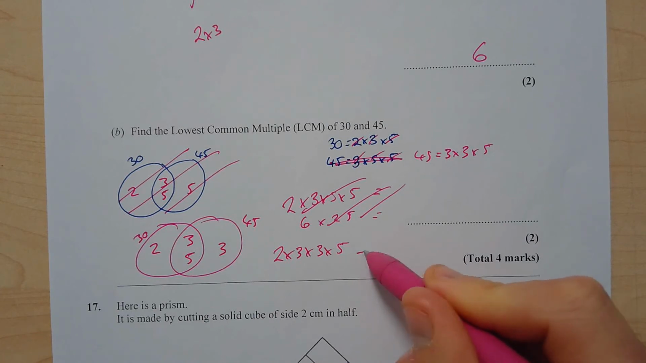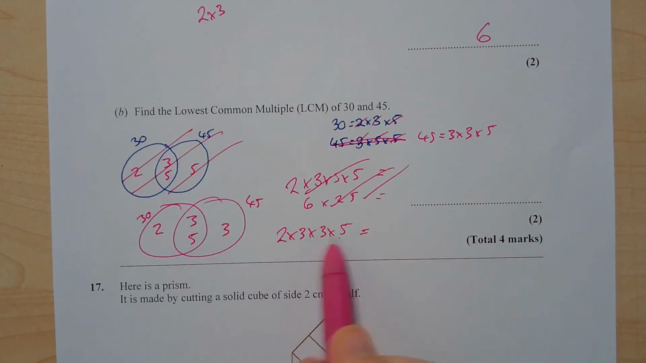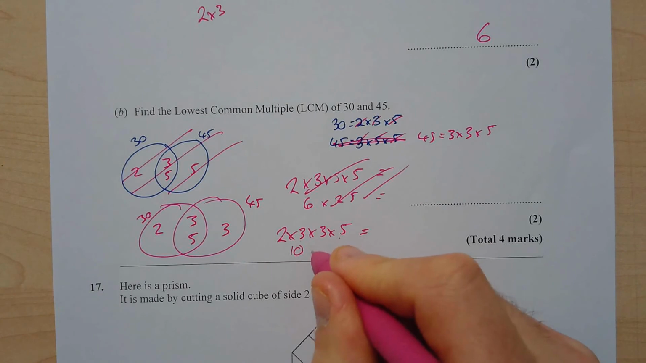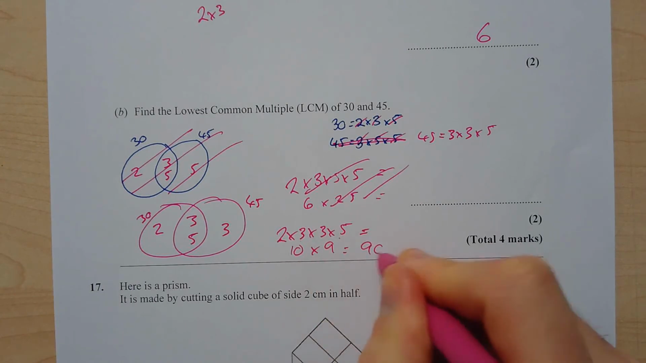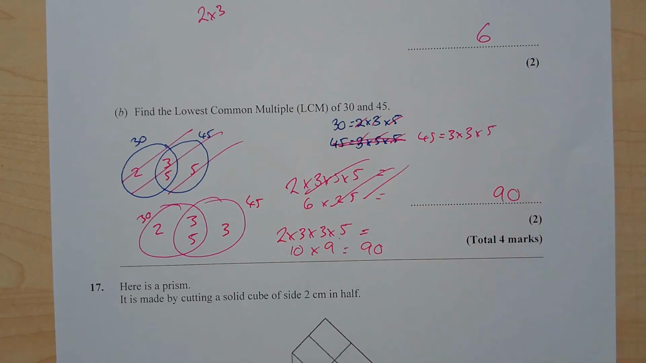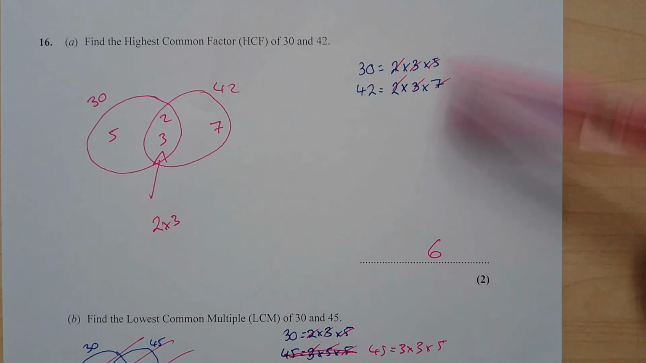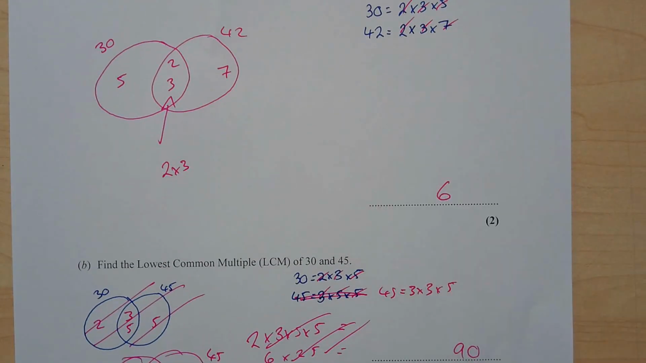On a non-calculator paper, easiest way to do this, do 2 times 5 is 10, 3 times 3 is 9, to get 90. For this style of question, listing might be easier. I just wanted to show you Venn diagram because I showed you listing last time.